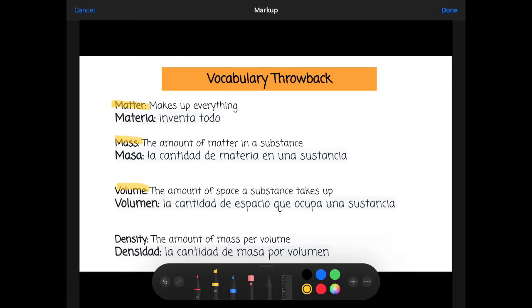And then lastly, when we tie it all together, we have density, which is the amount of mass per volume. Remember, density is M divided by V. So densidad, la cantidad de masa por volumen.